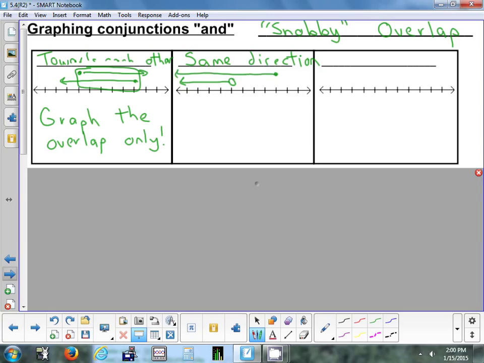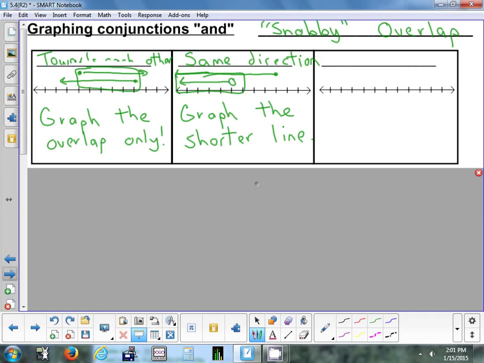When I did my ors, and we had a situation like that when both lines were pointing in the same direction, I did the longer. So Kayla, based on that, when we're doing the ands, what do you think we're going to graph? Graph the shorter. I would only graph this one. And you're going to see an example like that.